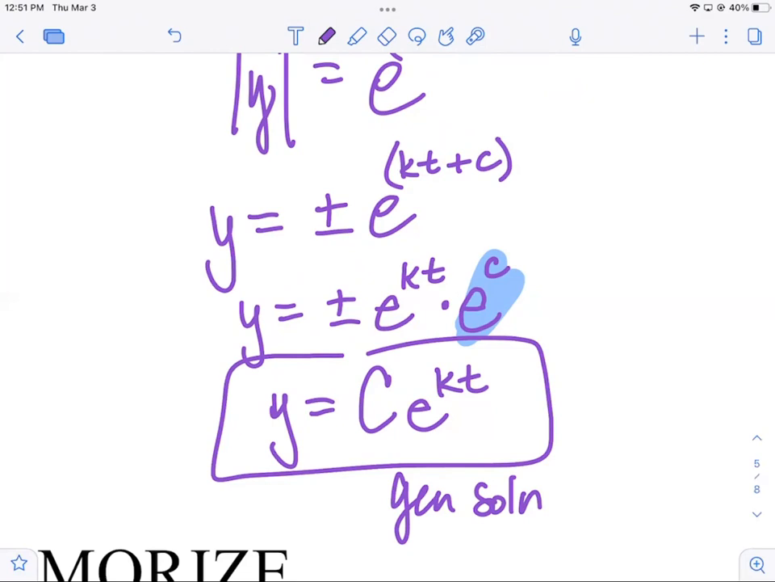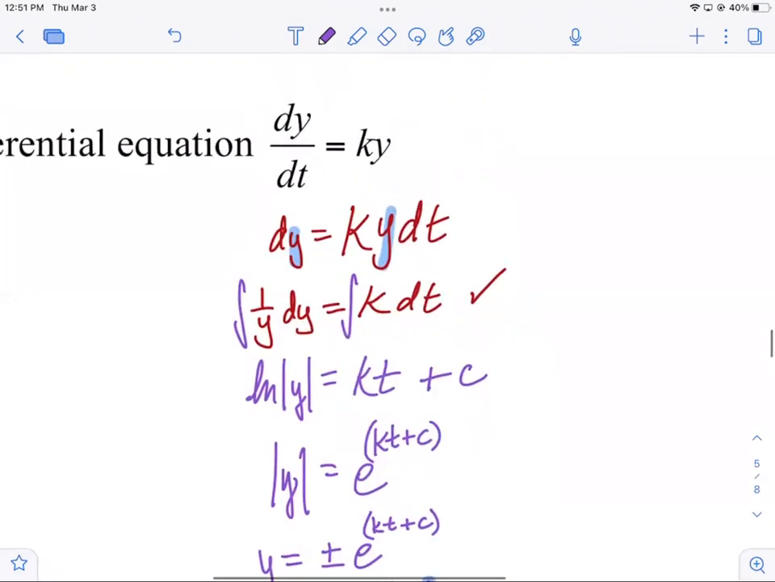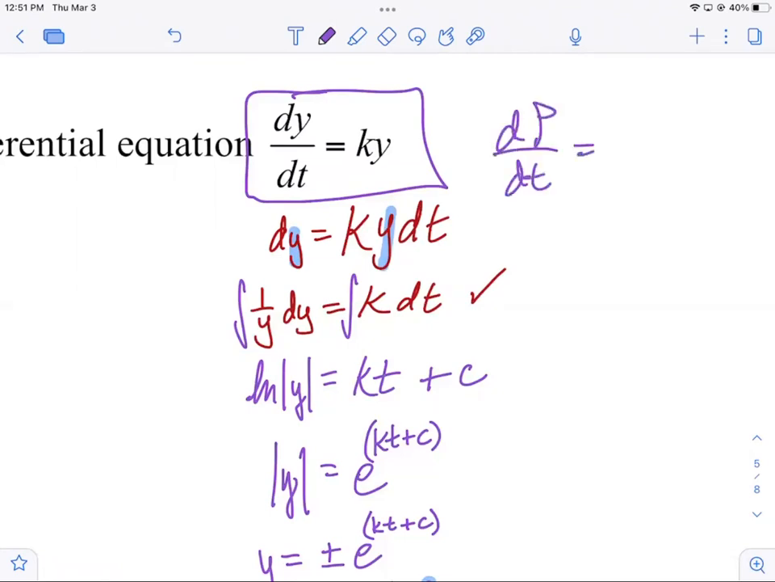So you don't have to reinvent the wheel. This is one of the things College Board is expecting you to know. If you know a differential equation in that form, whether it's dp dt equals k times p, right? Or dq dt.